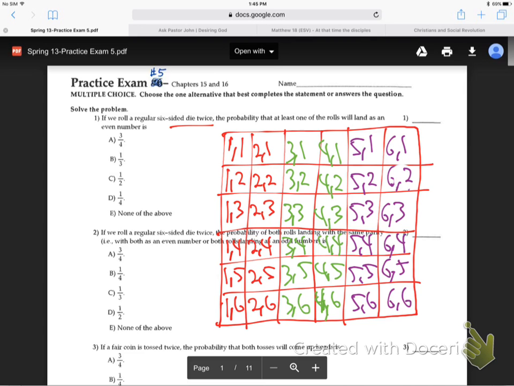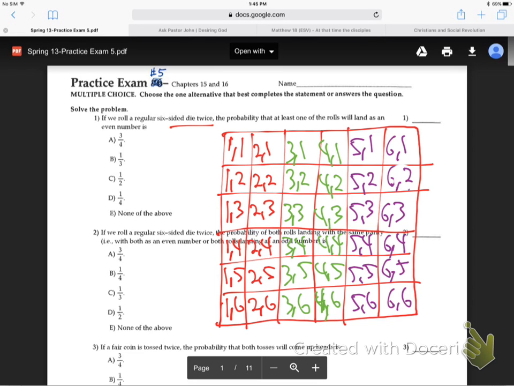So when you roll 2 dice, there's the 36 things that can happen. This is what the casino knows all about with the game of craps, with the 2 dice. They know exactly all the probabilities for everything. So, okay, now we can answer the questions they have. Question number 1. If we roll a regular 6-sided die twice, same thing, roll 2 dice or 1 die twice, same thing. Probability that at least one of the rolls will land even. At least one roll even.